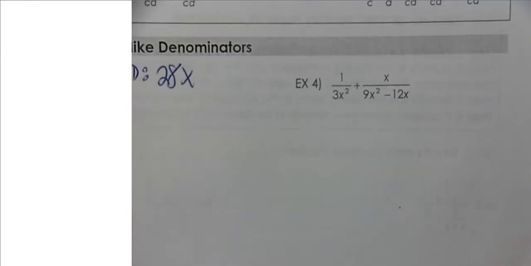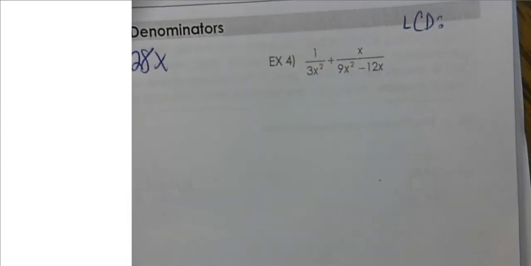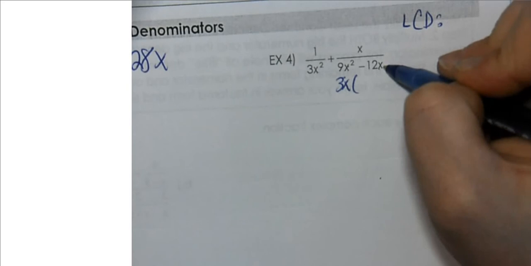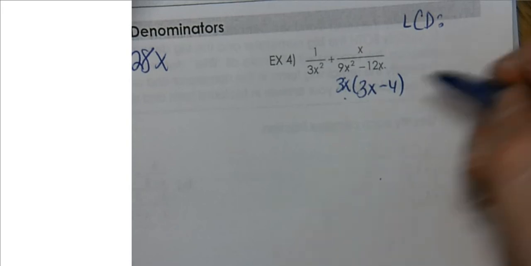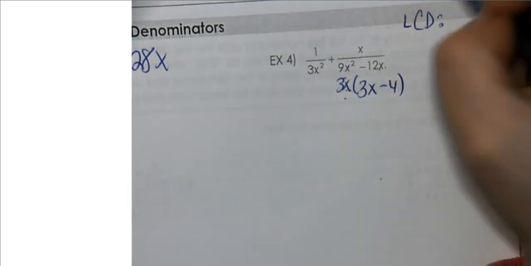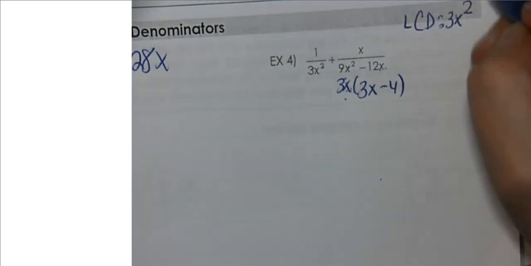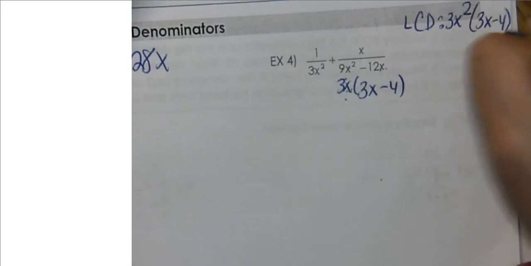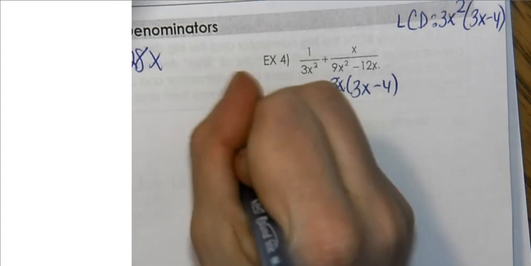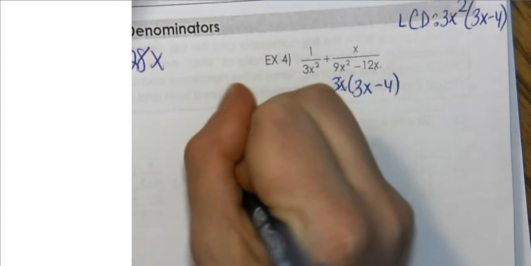In example number 4, the first thing we want to do is identify a least common denominator. And looking at 3x squared and 9x squared minus 12x, I'm going to make sure that I factor my denominator first before making any decisions. So I know that 9x squared and 12x both have in common a 3x, with the leftovers being 3x minus 4. So I know, looking at my numbers, 3 and 3, the least common denominator better have a 3 in it. Between x squared and x, I need it to have an x squared, and then I need the 3x minus 4 to be represented as well. So I need both of my denominators to be 3x squared times 3x minus 4.